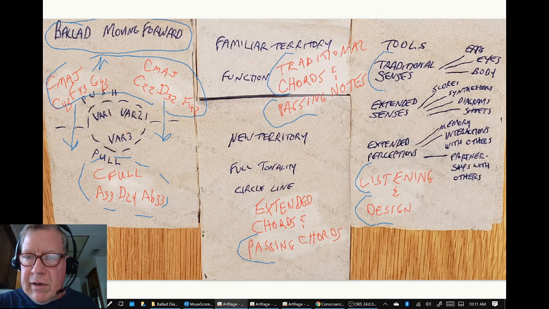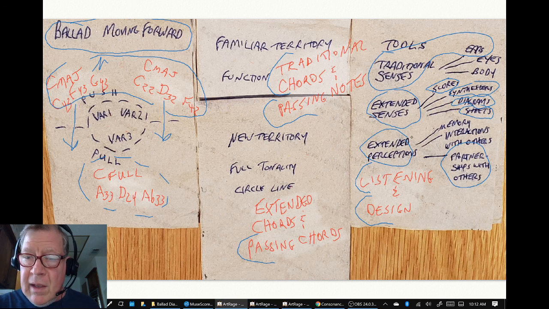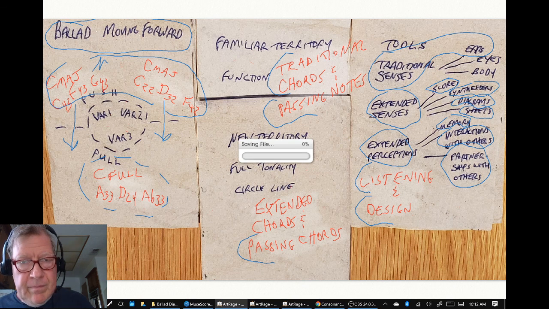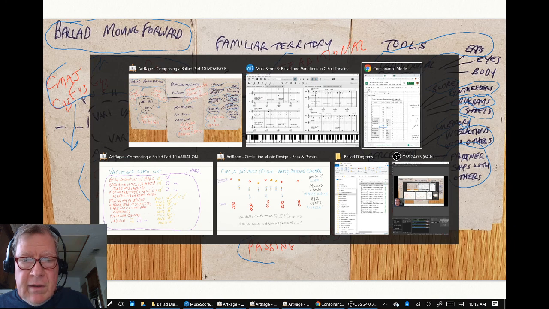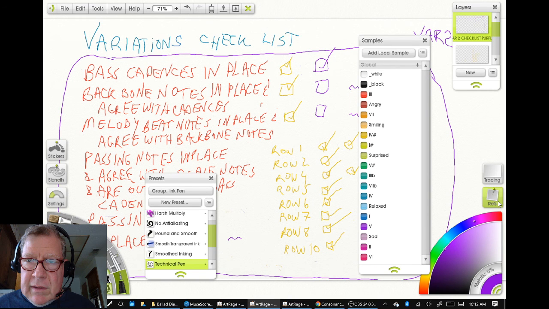If listening is kind of our traditional ear sense, our extended senses are having musical scores that have built-in synthesizers, and we have diagrams that we're using, and spreadsheets, and these are in some sense our extended senses. And we also talked about getting feedback on these streams from people, which is a kind of partnership with other people that is, you could call, part of our extended perception. We have memory of what things sound like, and now we have interactions with others, and when they give us feedback, it's partnerships with others.